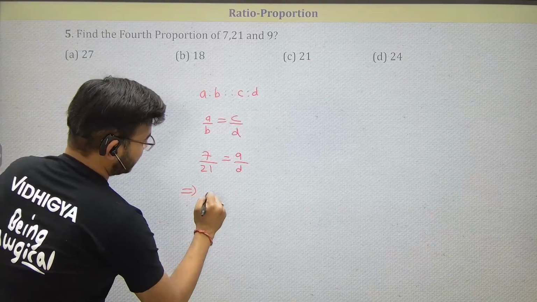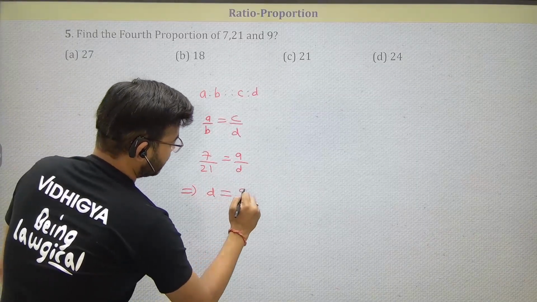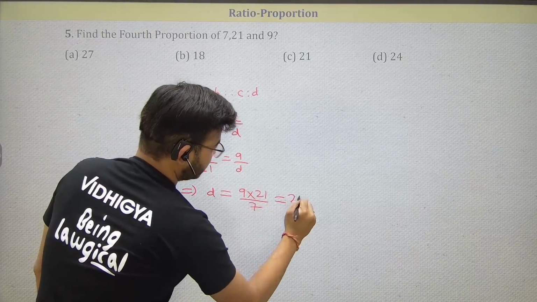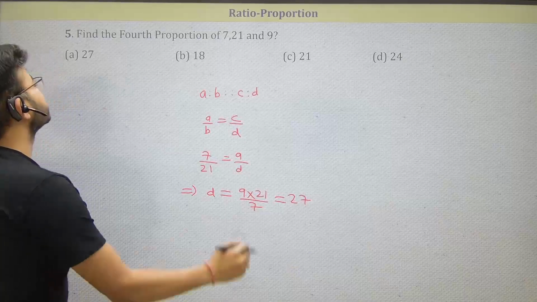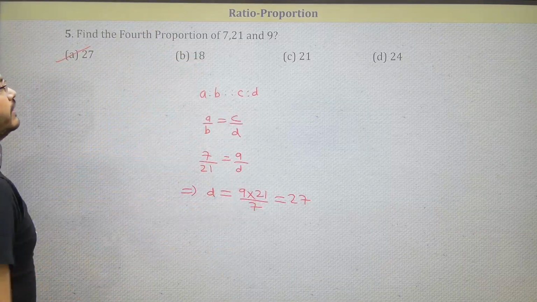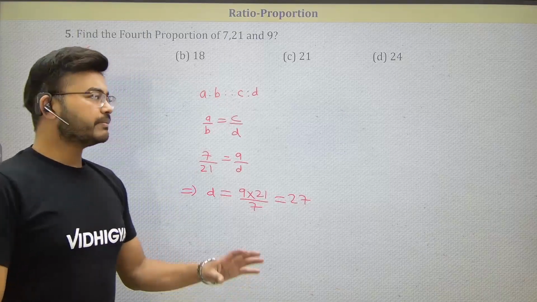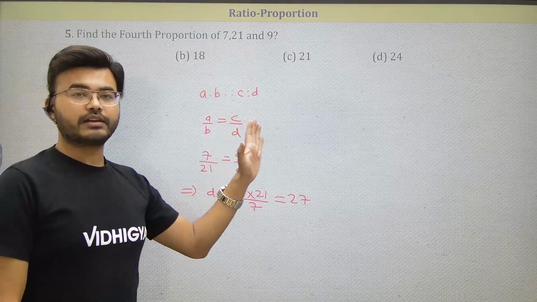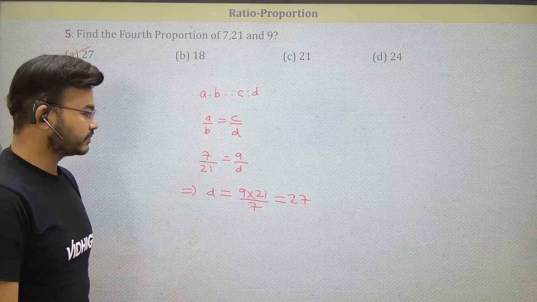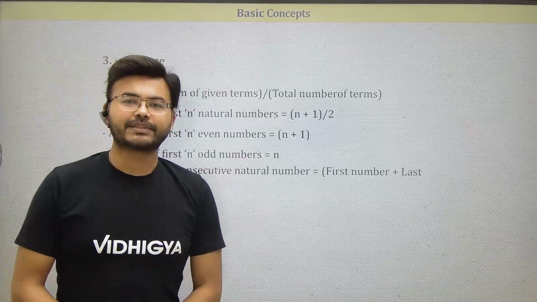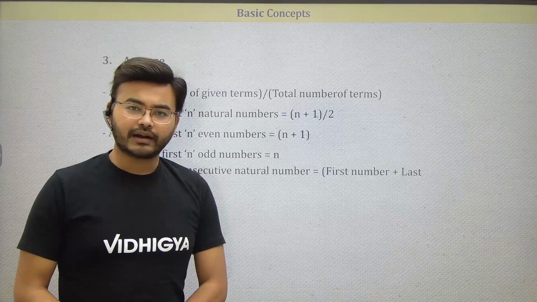So this will imply the value of D is equal to 9 into 21 by 7. So that will come out to be 27. So the answer will be A, 27. So these were the magical concepts related to ratio and proportion. Now the next magical concept that we are going to learn is regarding averages.